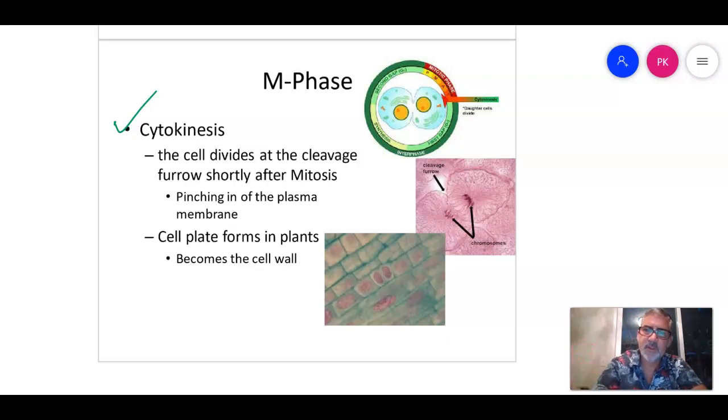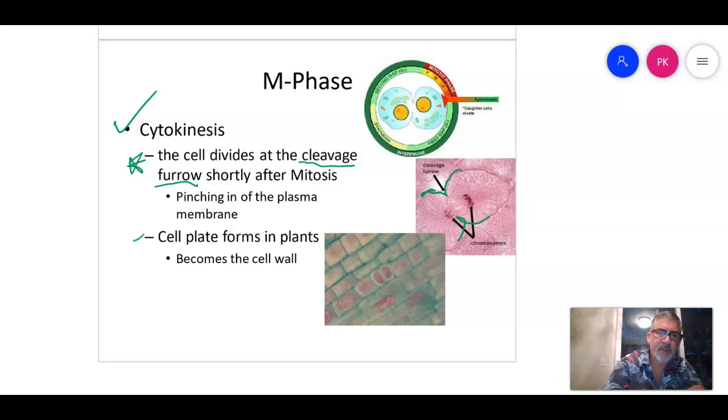And so what happens is 2 things. For animal cells, we get what's called a cleavage furrow. The cleavage furrow is the plasma membrane starting to pinch in on each side. It will continue to pinch until it pinches the whole way, and then it'll separate into two cells.